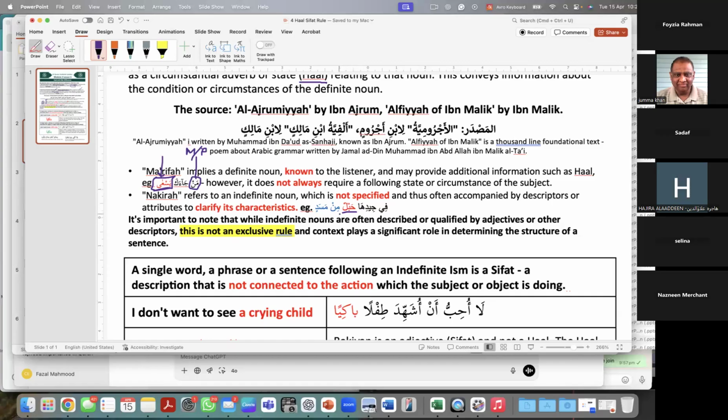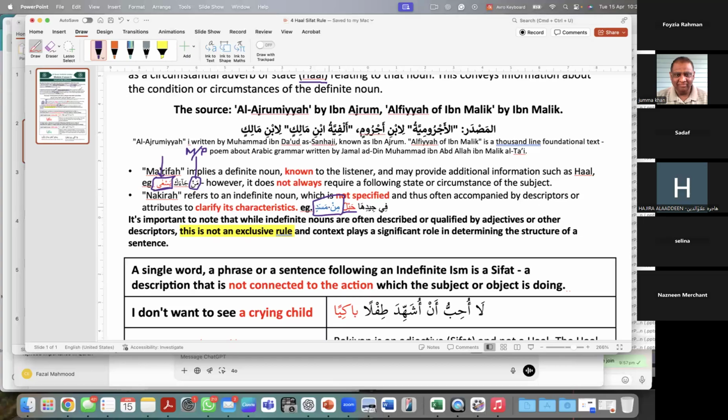Nakira. And min masad, is it a jumla or shibu jumla? Shibu jumla. I've got a nakira ism, after that I've got a shibu jumla. So this min masad would be a what? Sifat. Mashallah. Try to remember these two examples, and you'll find a lot of that.